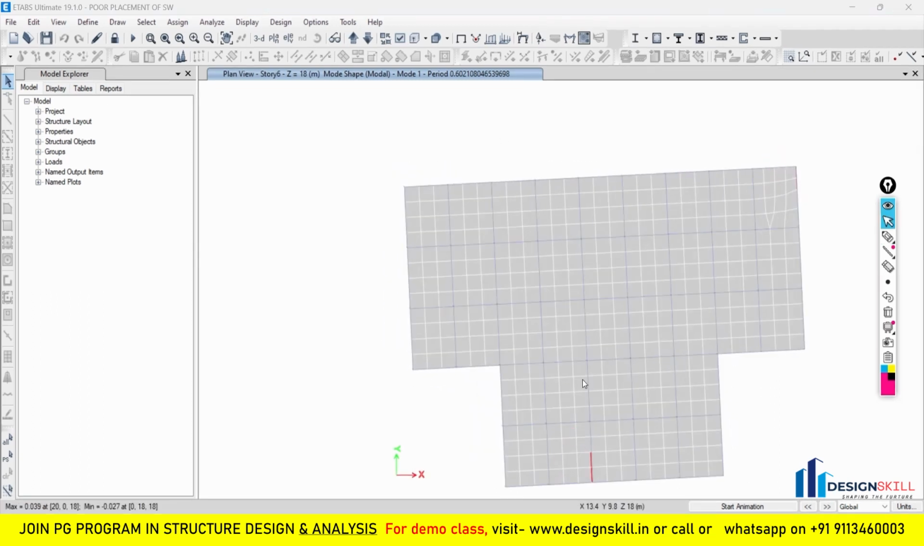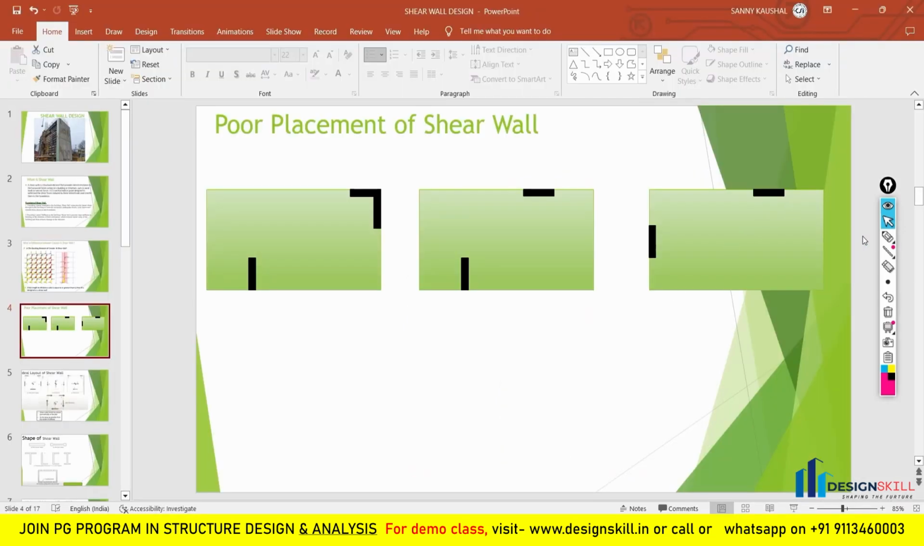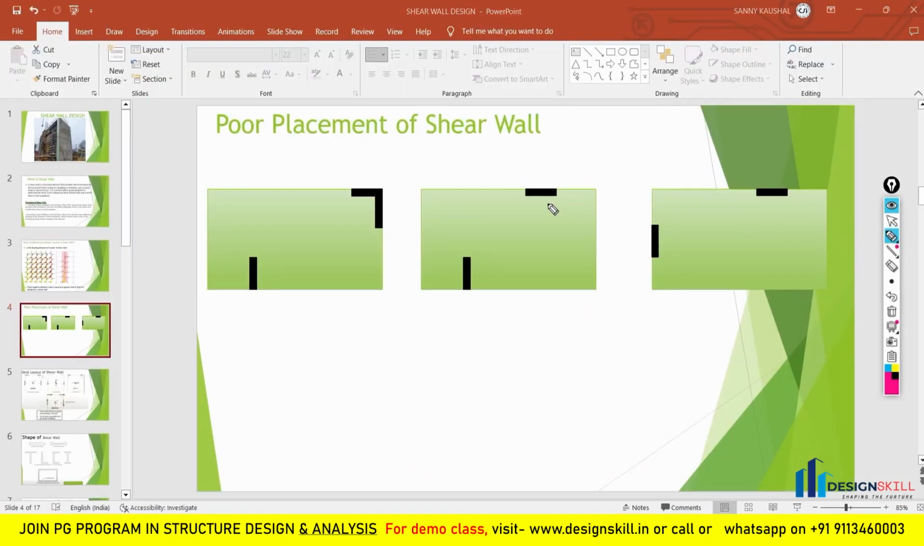Now let us come back to the PPT and look at the second case. In the second case also, you can see that the lateral stiffness is not distributed uniformly in our building. In this particular direction only, the shear wall has been placed. There should be one more shear wall in the parallel direction also, and if it is not there, then this will also create torsion in the building. So this case is also a poor placement of the shear wall.